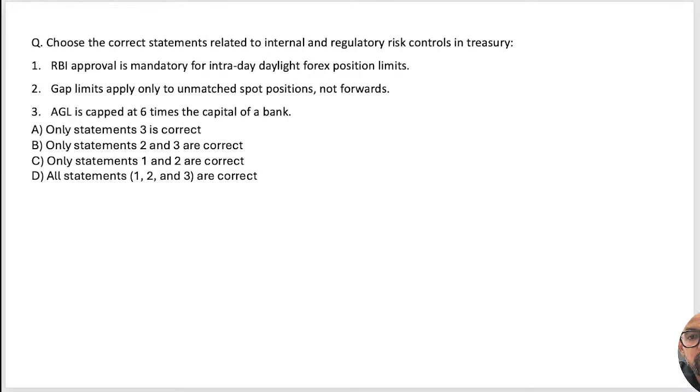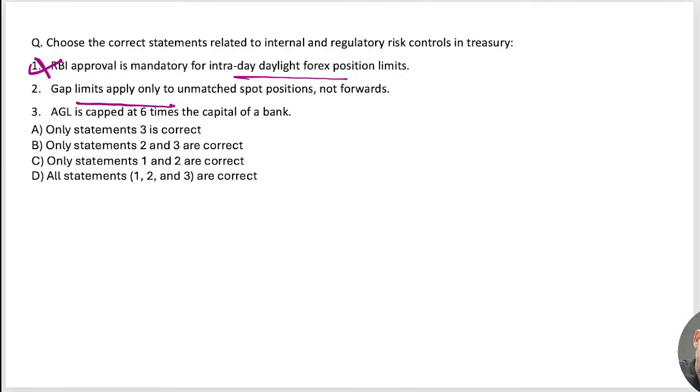RBI approval is mandatory for an intraday daylight forex open position. When it comes to the second, no. RBI approval is not needed; it is actually for overnight positions. Again, I'm making the same mistake. If it is overnight, it is decided by the bank itself, right?